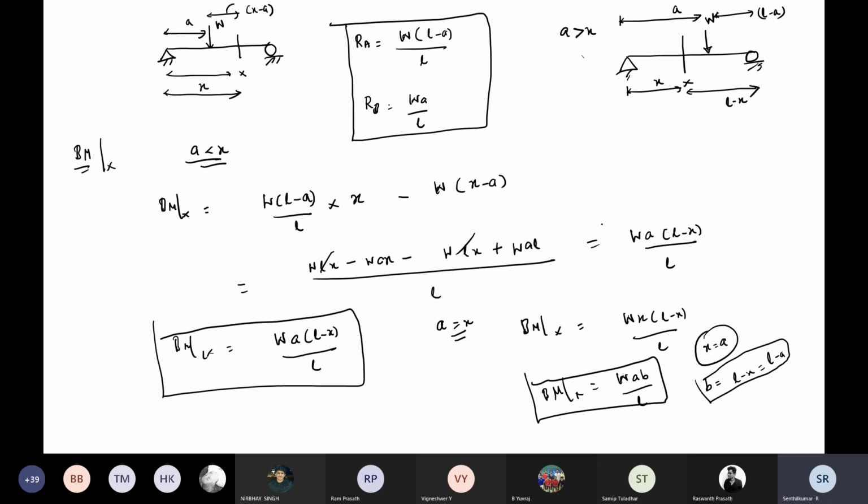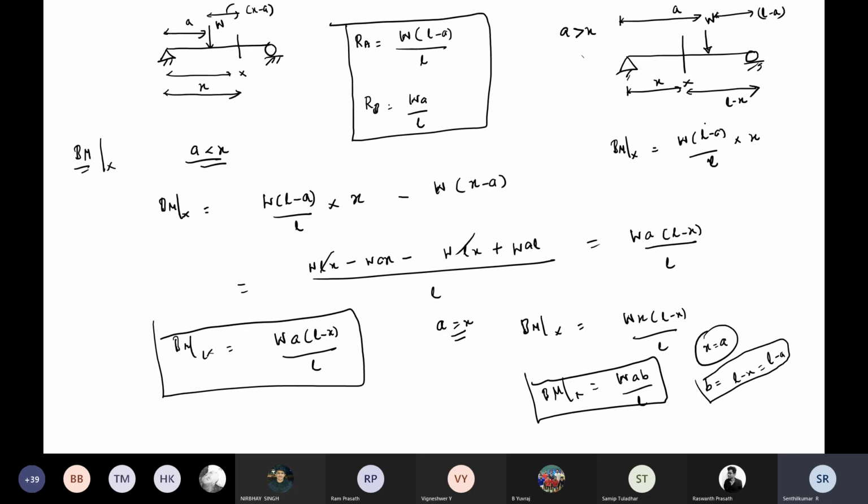Now what will be your bending moment? Bending moment value at x. What will be your bending moment at x? I can take the reaction again as W (L minus a) by L. This side also we can go. This is very easy, but anyway, both are the same. W (L minus a) by L multiplied by x.